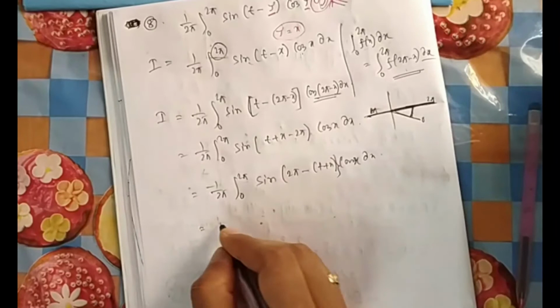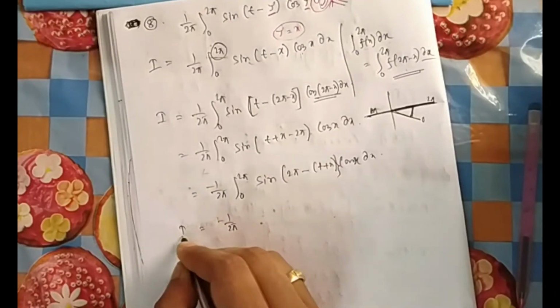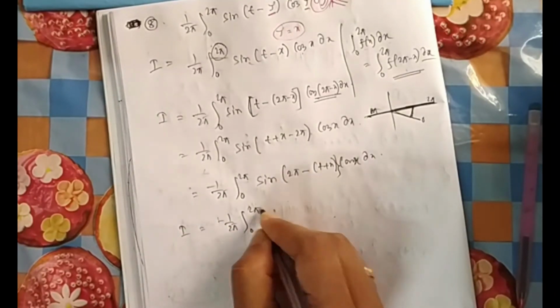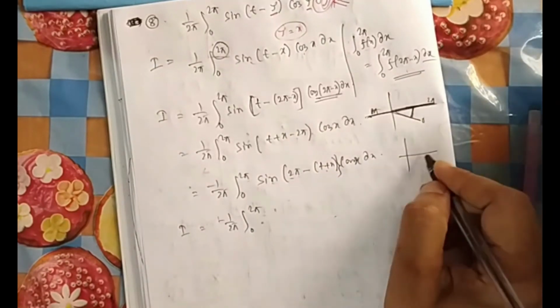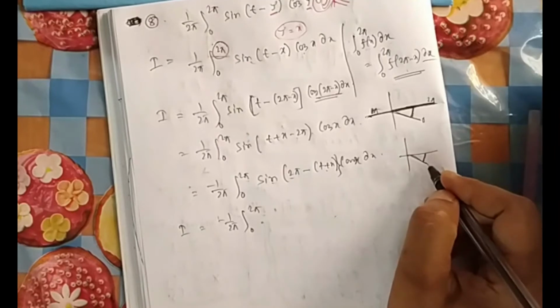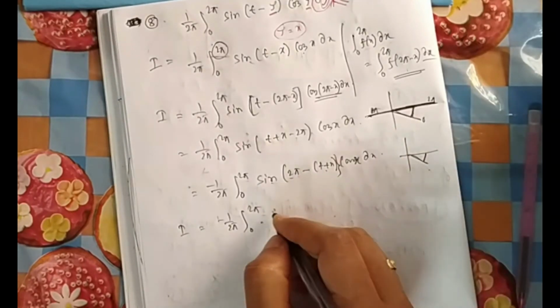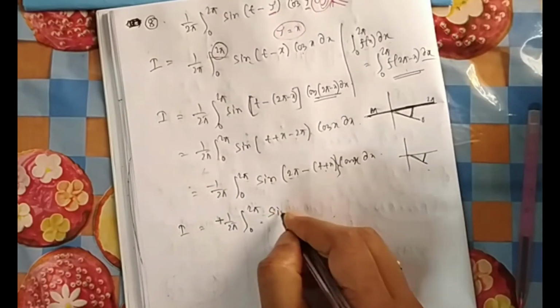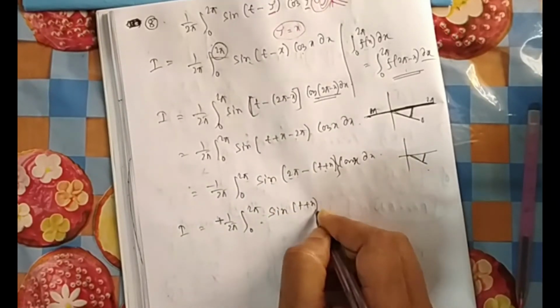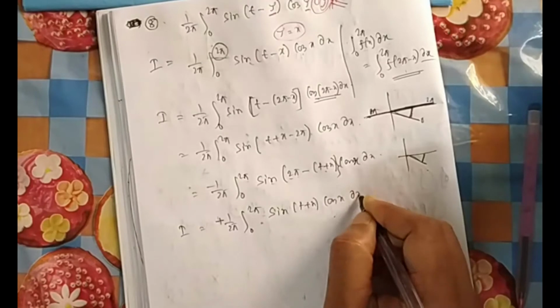dx. So minus 1 by 2 pi, 0 to 2 pi, sine, this will also give you one more minus, because sine 2 pi minus theta also lands here, but this is a negative quantity, so this will give me one more sign. So let me make it plus, minus minus, sin t plus x cos x dx.